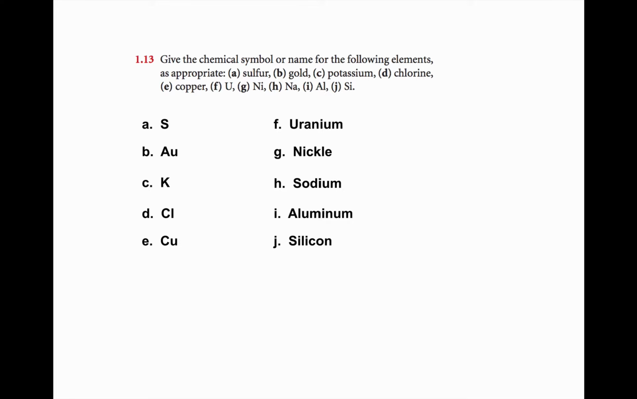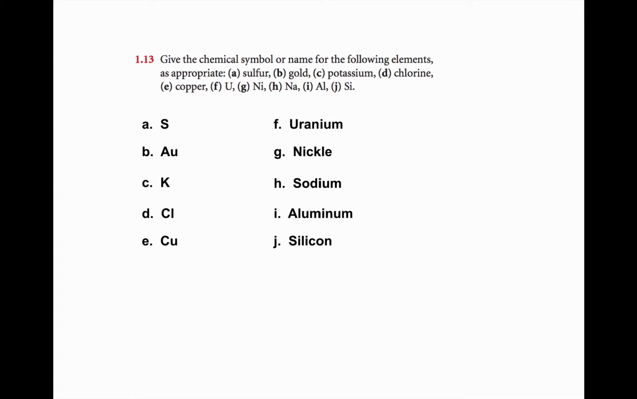You're going to have to learn the chemical symbols for the elements, right? The different types of atoms. You don't have to memorize them all, but you have to know some. So sulfur, S, gold, Au, chlorine, Cl, copper, Cu, uranium is U, nickel is Ni, sodium is Na, aluminum is Al, and silicon is Si. So some of these are more obvious than others.